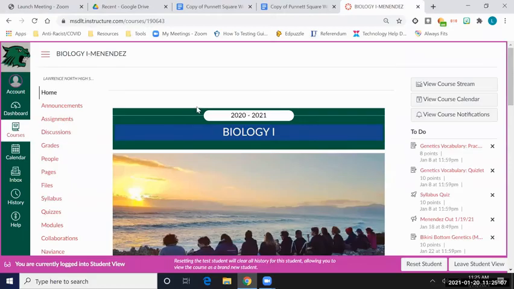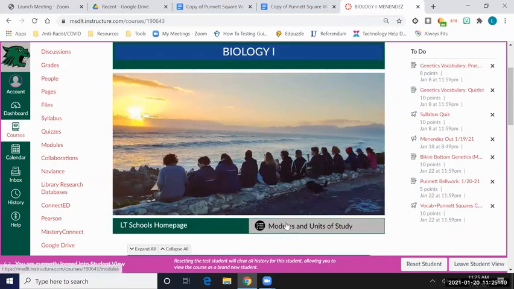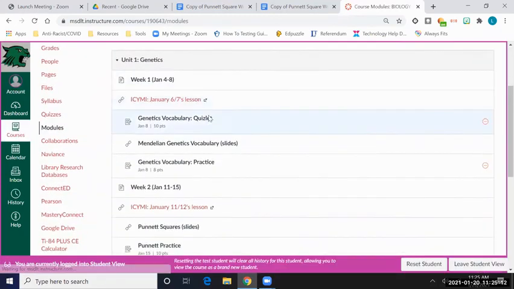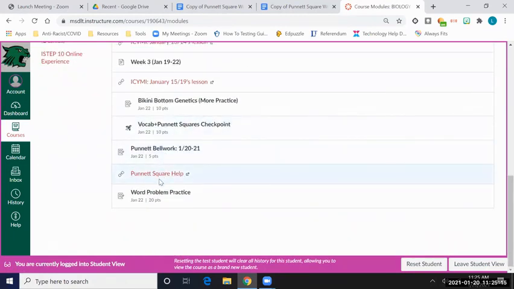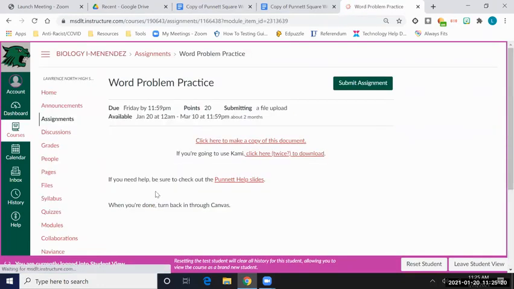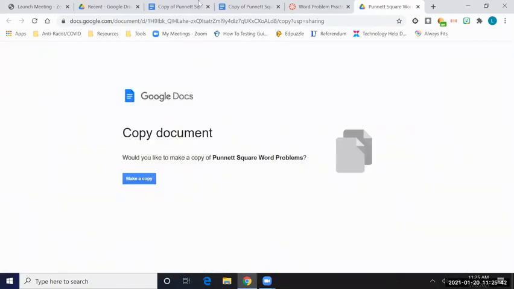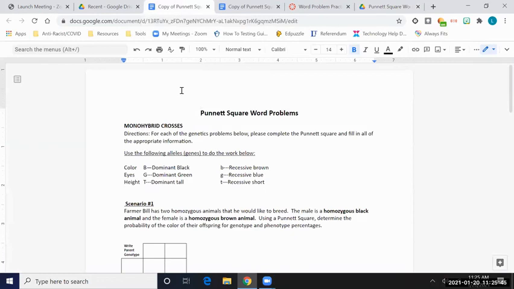After those notes, we will do some practice problems. So you'll go to modules. And then this will be at the bottom, right under the Punnett Square help slides that we just went through. And you'll click there. And I have a copy of this on Google Docs, which I would suggest using. If you're a fan of CAMI and you really liked being able to draw or write on your paper instead of typing in it, you can use that as well. It's really up to you. But you'll click here, make a copy of this document. Click yes. I have one pulled up here.